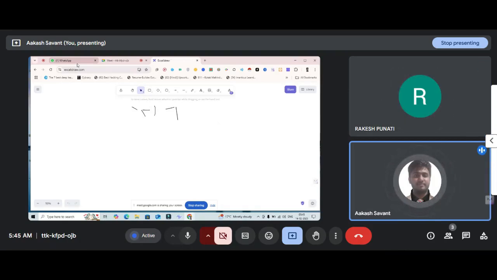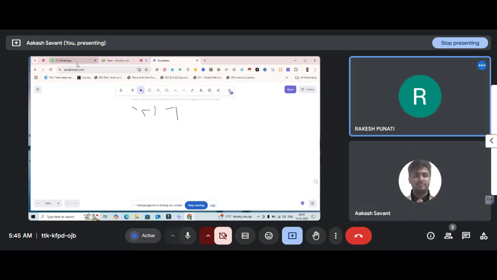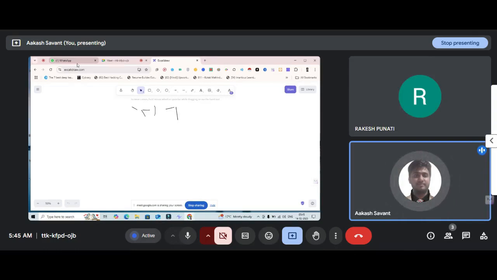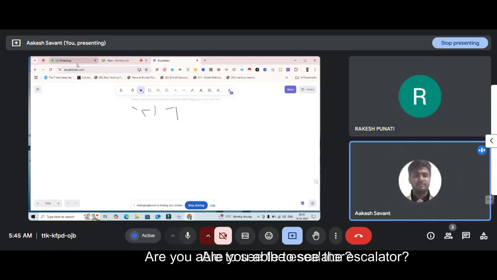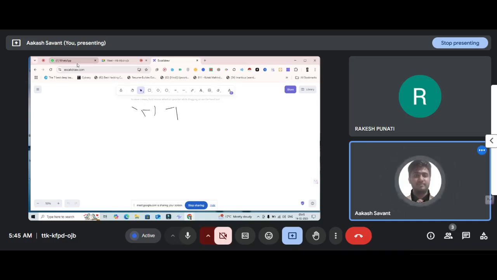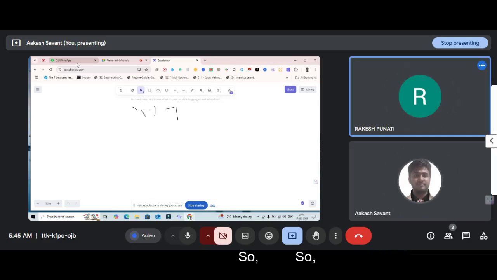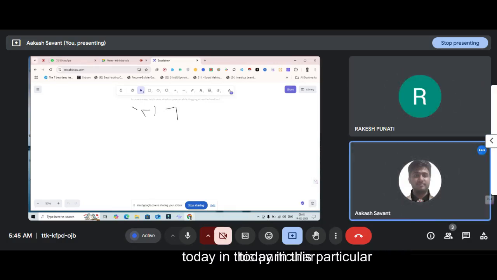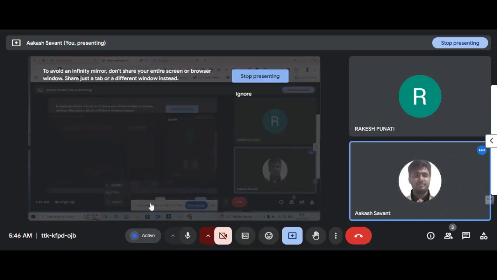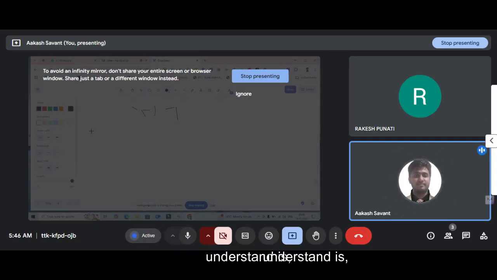So today in this session, what we'll understand is what a problem statement is. First we'll try to understand one use case. Imagine that you are a detective. Let's say you're solving some mystery. Before you solve it, you have to know what the mystery is, right?